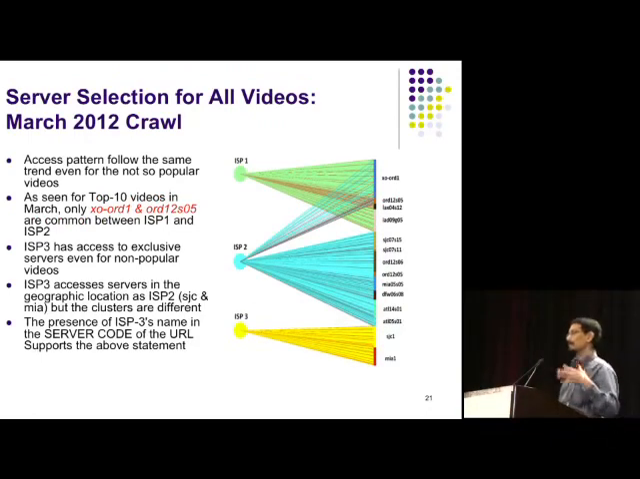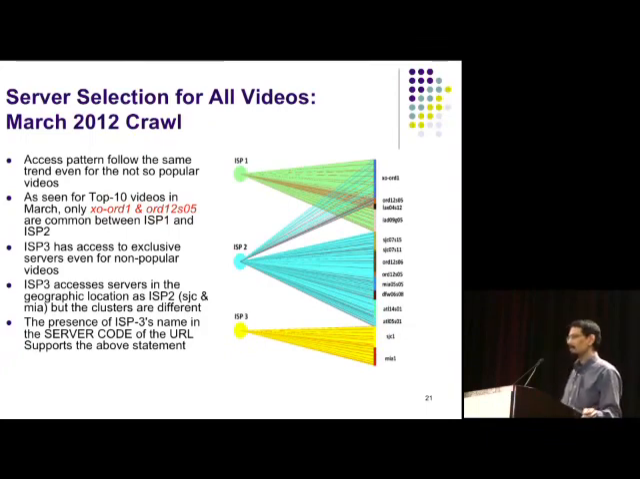We then look at, remember we said that we asked users to run about 50 to 60 videos. So going beyond the top 10, including all the videos, you can ask the question: does it mean that only the top 10 most popular videos, because of popularity, are served from dedicated servers so customers see better service, or do they do it differently? In terms of the general pattern, we found that even for all the other videos for ISP3, it is actually served from dedicated servers.